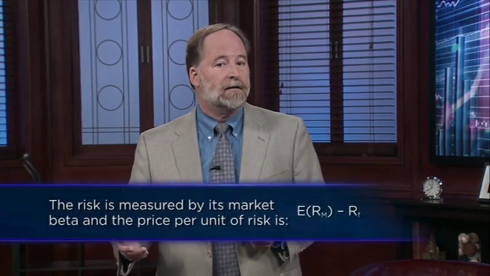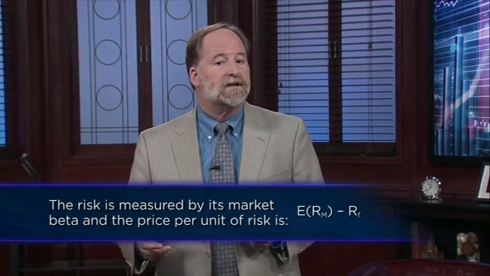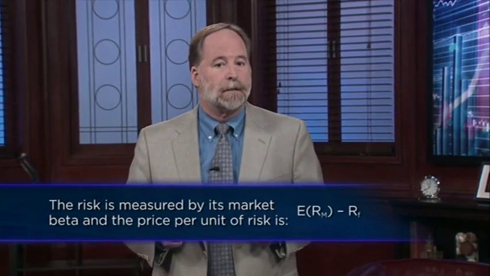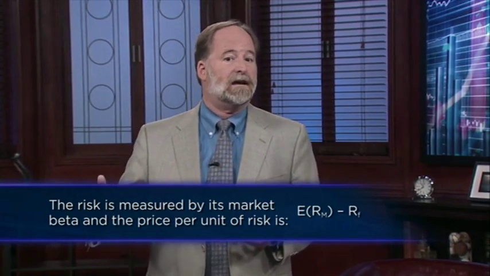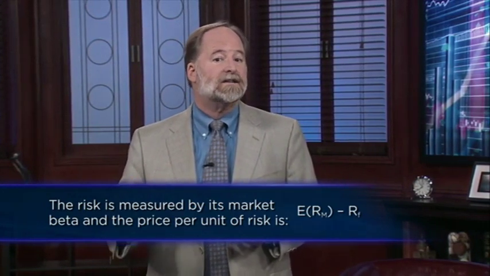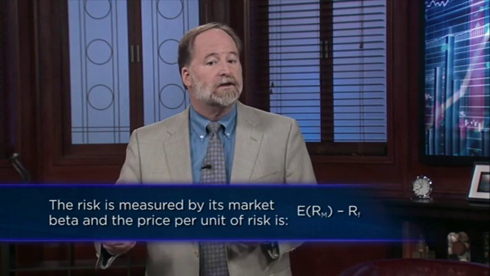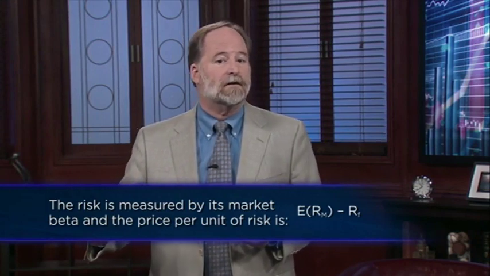Intuitively, it says that the return on the ith security should equal the risk-free rate plus an amount extra to compensate you for holding the risk of that security, where the risk is measured by its market beta and the price per unit of risk is what? The market risk premium. If you have a security that has more units of risk, that is, a higher beta, then it should get a higher expected return. The more units of extra risk, the higher the expected return.